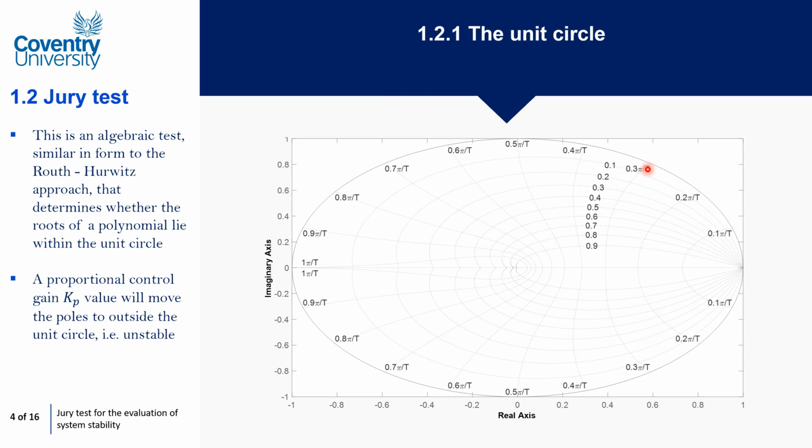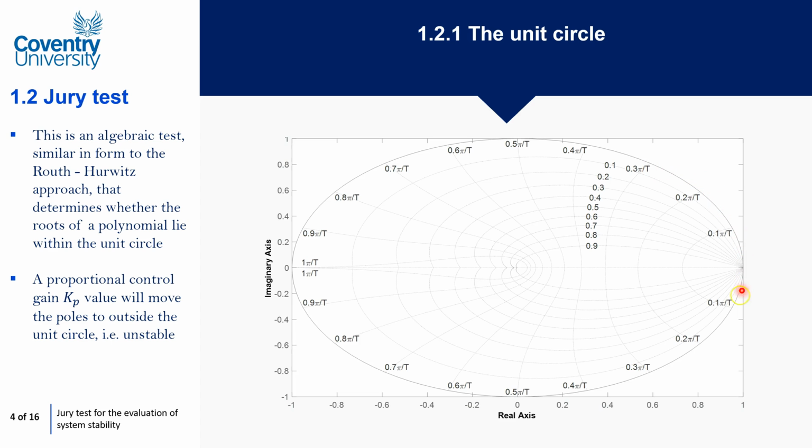So just to recap from the unit circle last week, we've got the unit circle here. The Jury test that I'm about to detail is similar to the Routh-Hurwitz approach. It's an algebraic test, and it effectively determines whether the roots of the polynomial lie within the unit circle. What we're going to look at is the characteristic equation, the denominator. When we set that equal to 0, that's known as the characteristic equation.